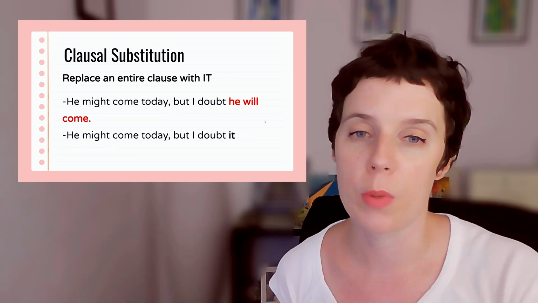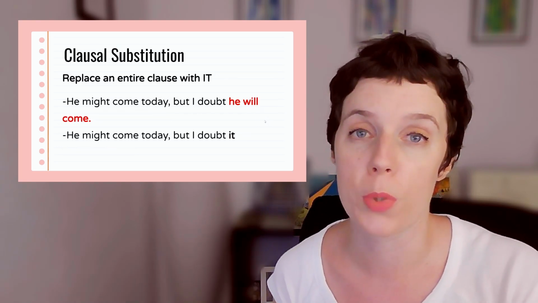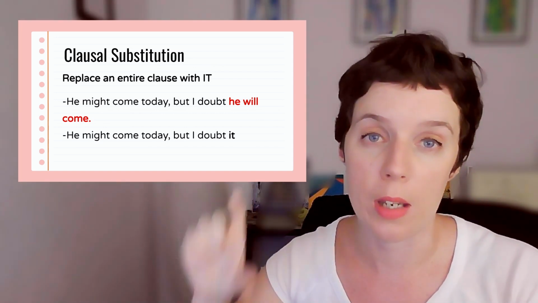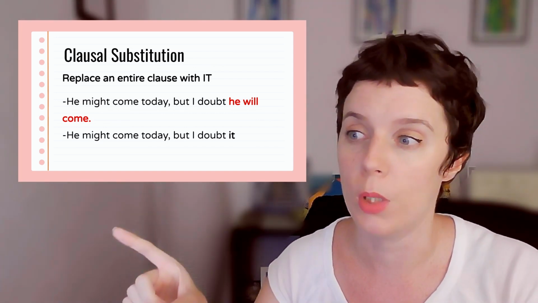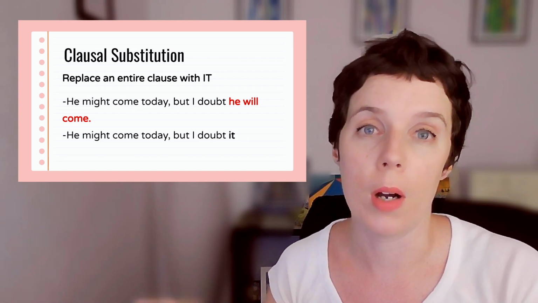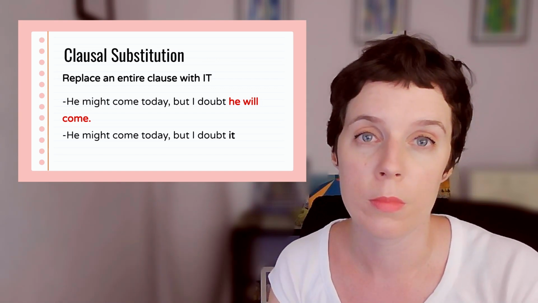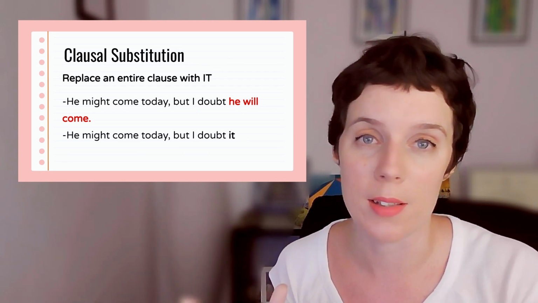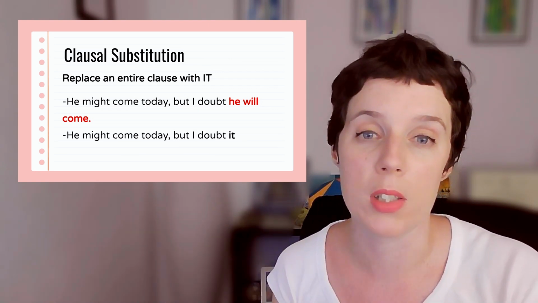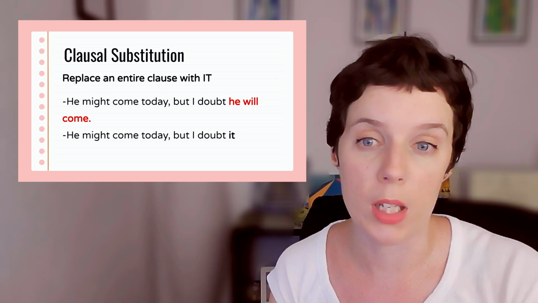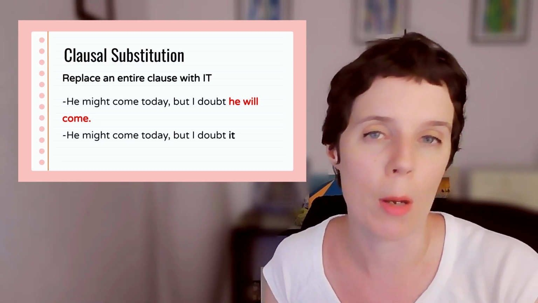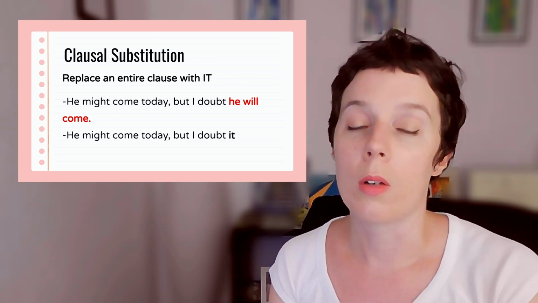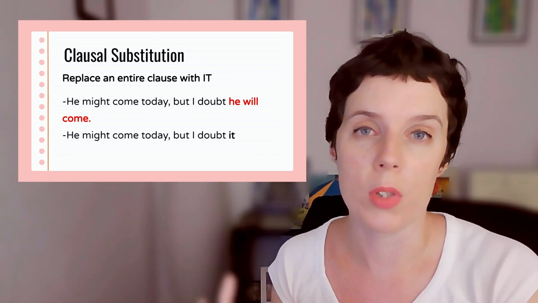And the last type of substitution is clausal substitution, where you can replace an entire clause with it. Okay, for example, he might come today, but I doubt he will come. Again, you don't need that repetition. It sounds strange. It's unnecessary. So you can just replace he will come with it. He might come today, but I doubt it. Sounds much more natural, much more fluent. Okay, so that's how you do ellipsis and substitution.